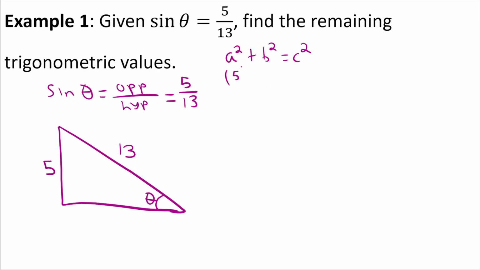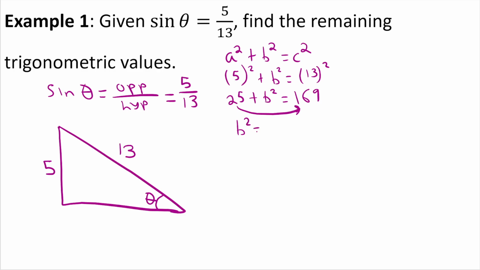So I'll do 5 squared plus b squared equals 13 squared. And that 5 squared would give us 25. Then b squared, which is unknown to us, is equal to 169. Then I'll subtract 25, or I could just move 25 to the other side, whichever way works for you. I'll do the moving around, and b squared equals 144. From here, I would then take the square root of both sides to solve for b, and b would be equal to 12.